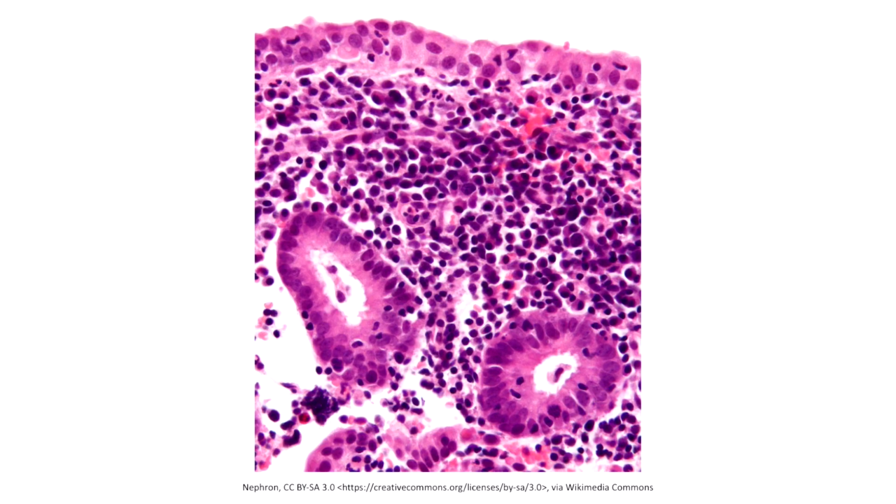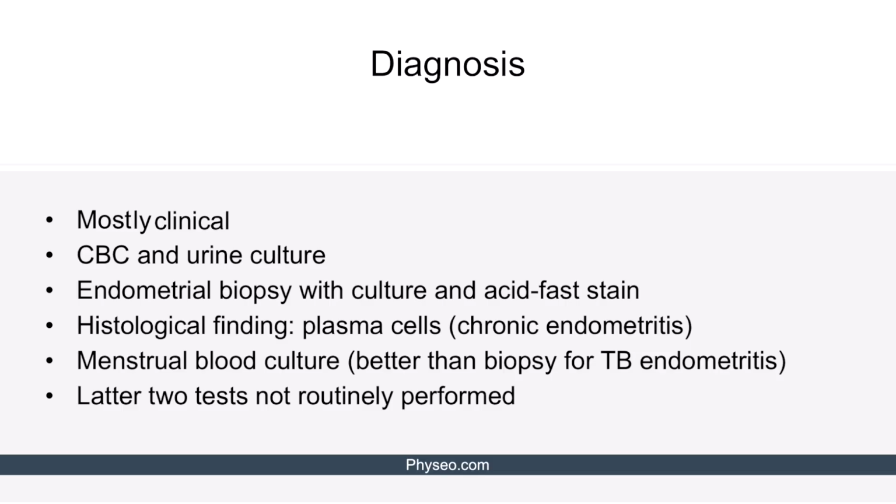This is the typical histological appearance of chronic endometritis. As you can see from the image, there are dispersed plasma cells, as well as neutrophils throughout the endometrium. Okay, moving on to diagnosis. The diagnosis of endometritis is mostly clinical, based on the findings of fever, uterine tenderness, and purulent vaginal discharge.